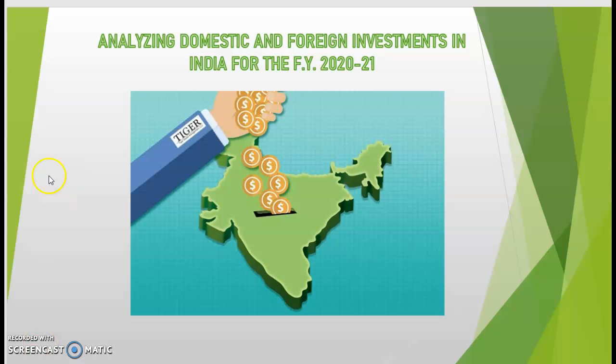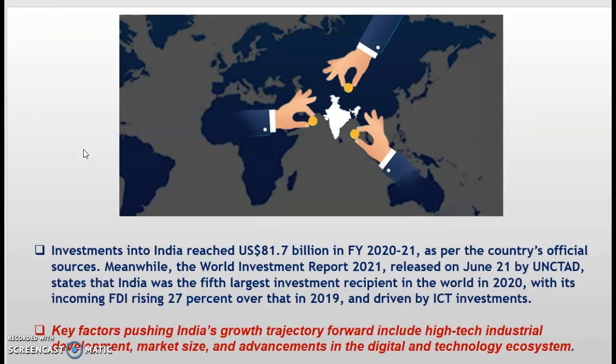The topic which we have selected is we are analyzing the domestic and foreign investments in India for the financial year 2020 and 2021. So investments in India reached 81.7 billion in financial year 2020 and 2021 as per the country's official sources. Meanwhile, the World Investment Report 2021, which was released on June 21 by UNCTAD, states that India is the fifth largest investment recipient in the world in 2020, which is not bad considering the current pandemic situation.